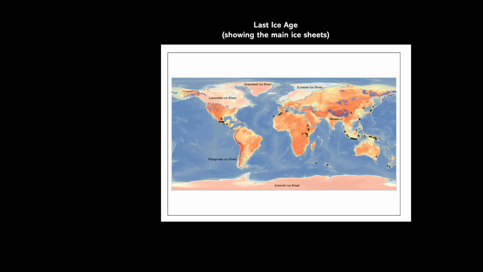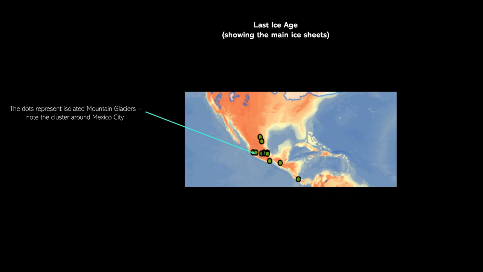Surely not. This map shows what we all know. Ice sheets expanded south from the North Pole and north from the South Pole. But what are the dots on the map? They represent large, individual, unconnected mountain glaciers.